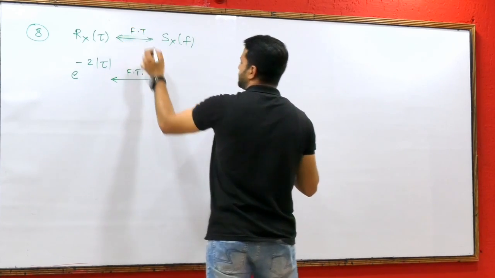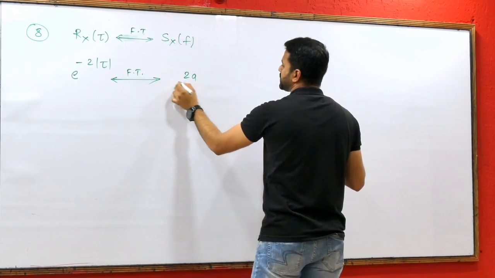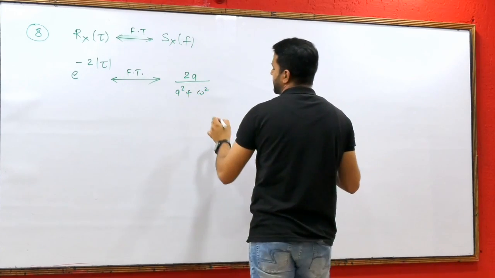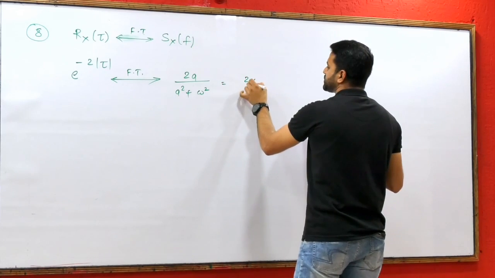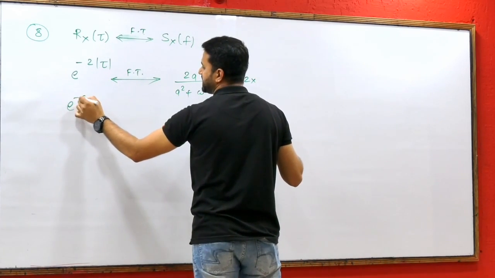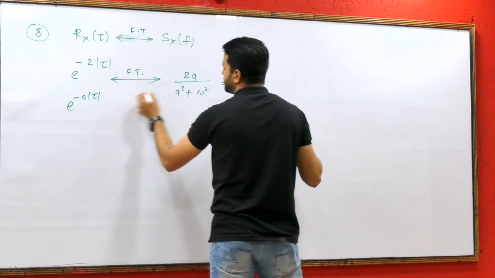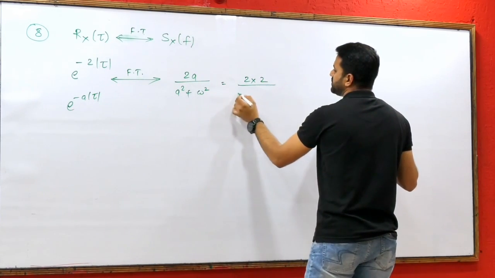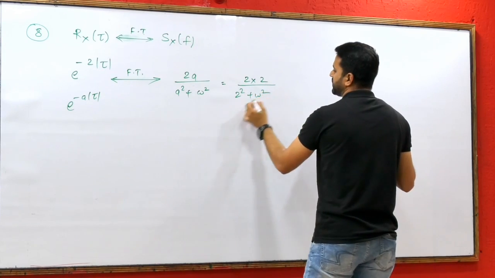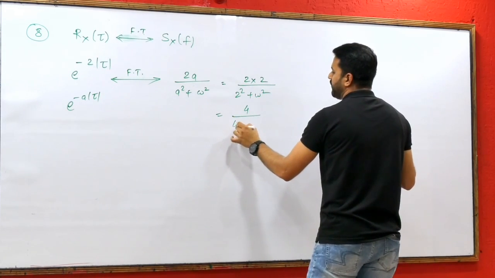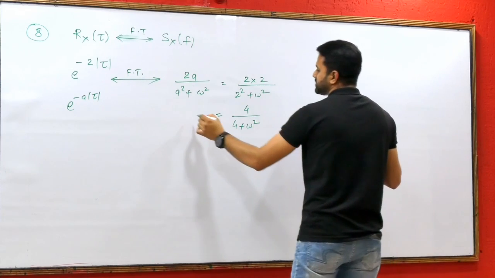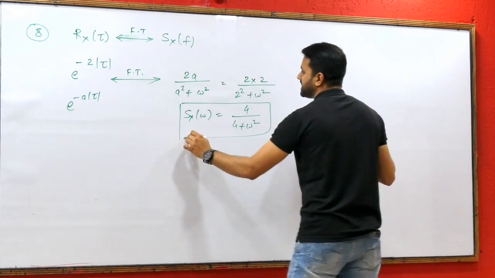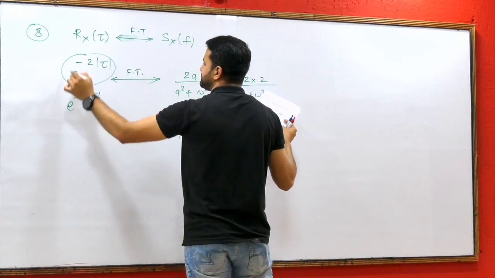What is the Fourier transform of this? This is nothing but 2a upon a square plus omega square. Okay. So this is e to the power minus a mod tau, and if you compare, you will get the value of a as 2. So this is 2 into 2 and 2 square plus omega square. So you will get 4 upon 4 plus omega square. So this is the value of Sx of omega, which is the power spectral density of this function.